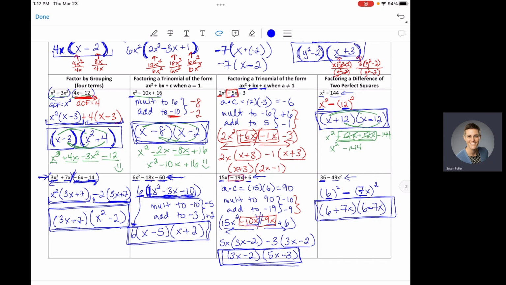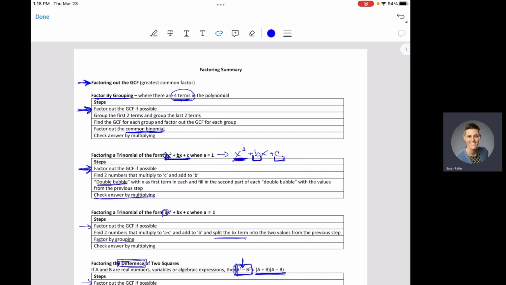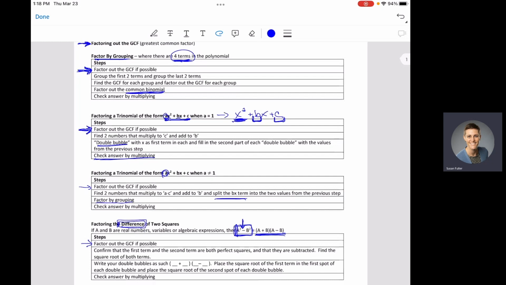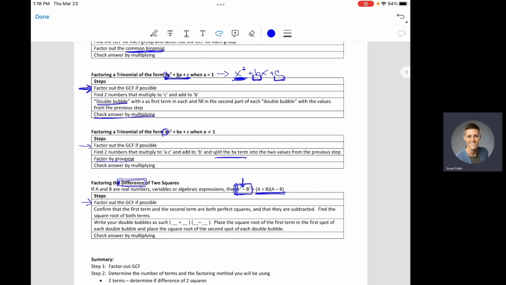All right, those are your factoring processes. Those are what you're going to use to factor. So again, always look to factor out a GCF first. That's the very first thing you're always going to do. From there, you're going to see how many terms you have. If you have 4 terms, you're going to factor by grouping. If you have 3 terms, you are going to find 2 numbers that multiply to something and add to something else.